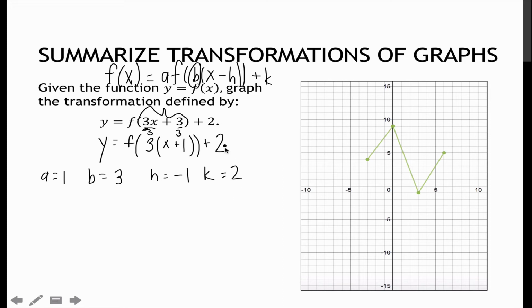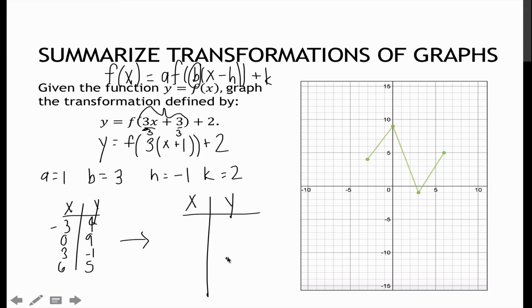So now I'm going to use my summarization, and so I'm going to start with, let's make our little xy table. Now I'm going to transform my graph. So I'm going to start by taking each x value and dividing it by b, then adding the h value, so negative 3 divided by 3 is negative 1. Then I'm going to add negative 1, so that's negative 2, and b is positive, so it's going to stay negative 2. The y value will be multiplied by a, which is 1, so 4 times 1 is 4. And then I'm going to add the k value, which is 2, so 4 becomes 6.